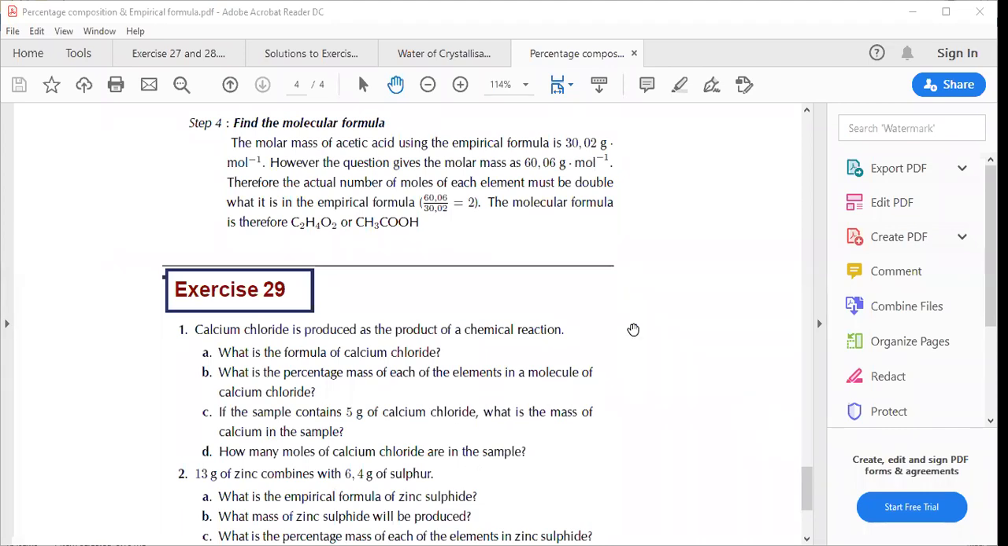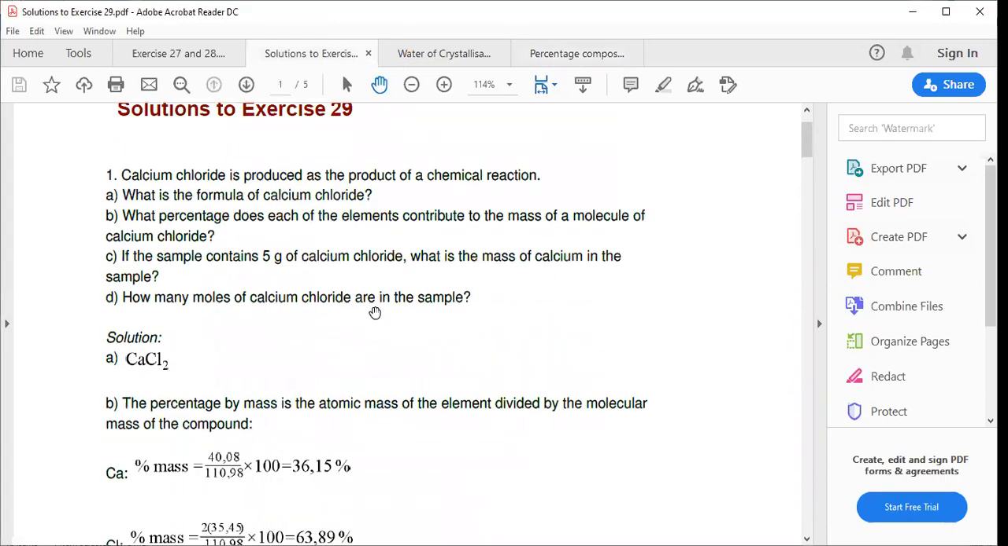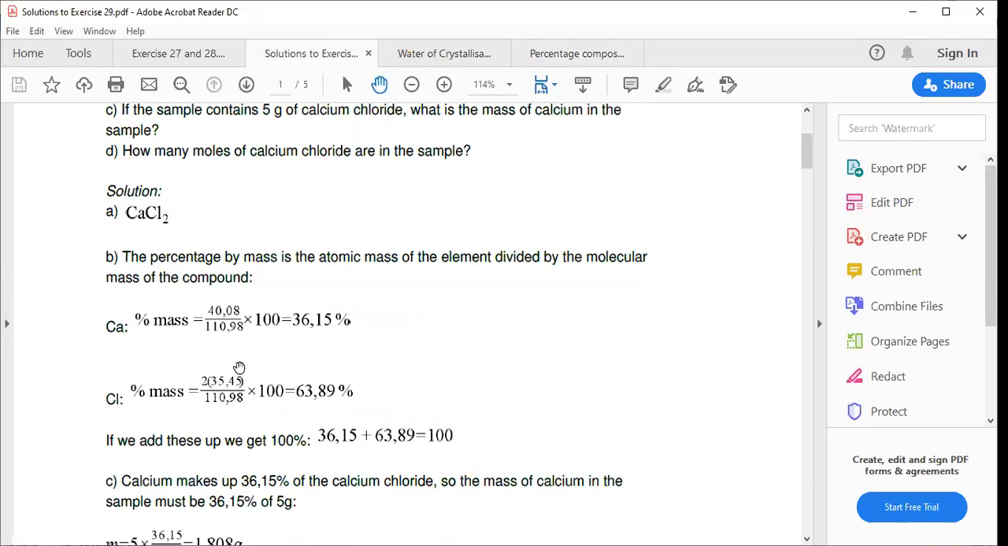What is the percentage mass of each of the elements in a molecule of calcium chloride? What are you going to do here? What you do is the following. You're going to have to calculate the molar mass for calcium chloride. So you're going to check on the periodic table. You've got calcium. Calcium is 40. And chlorine, 35.5.